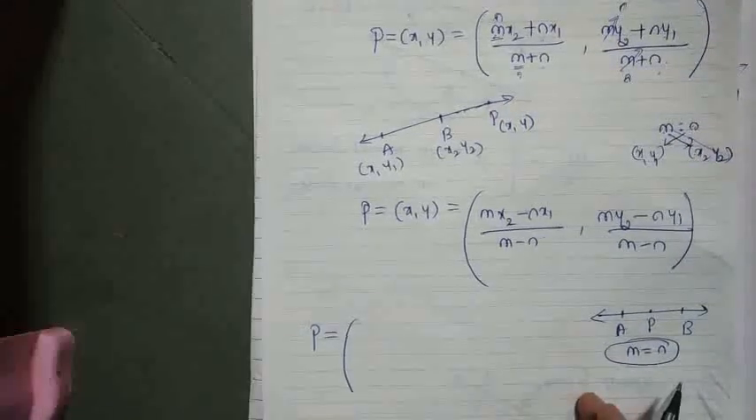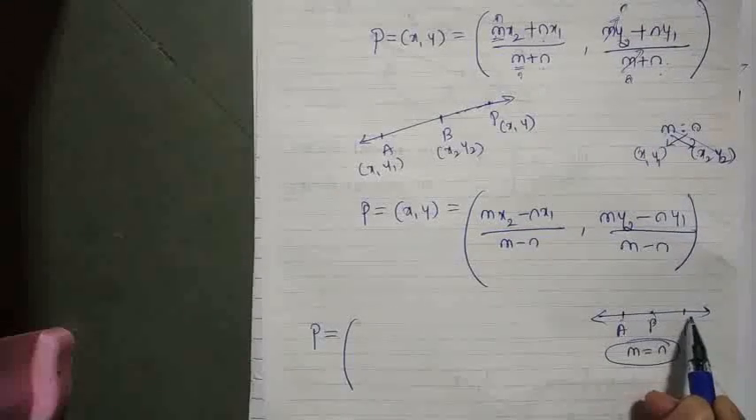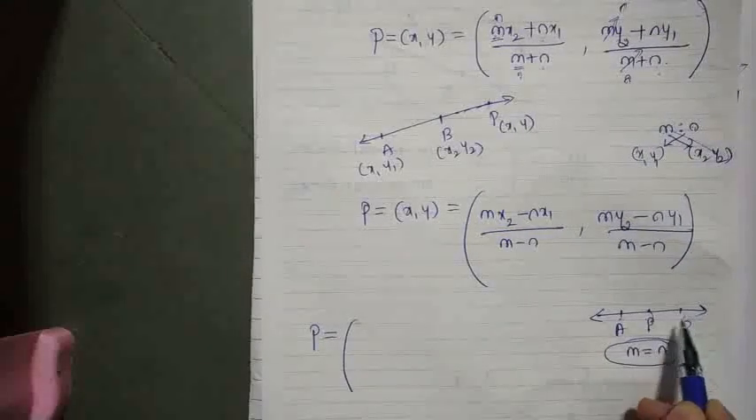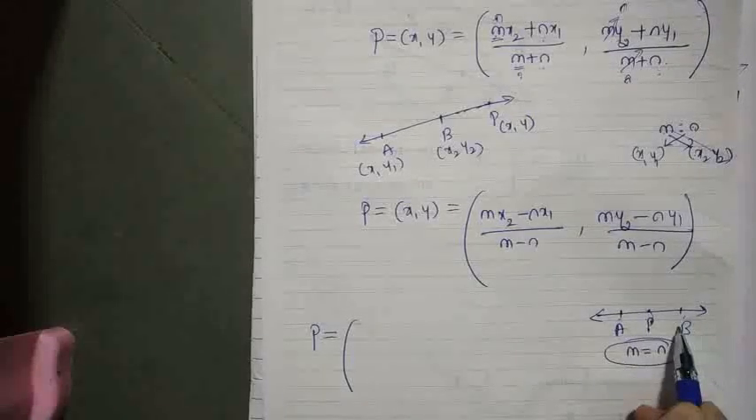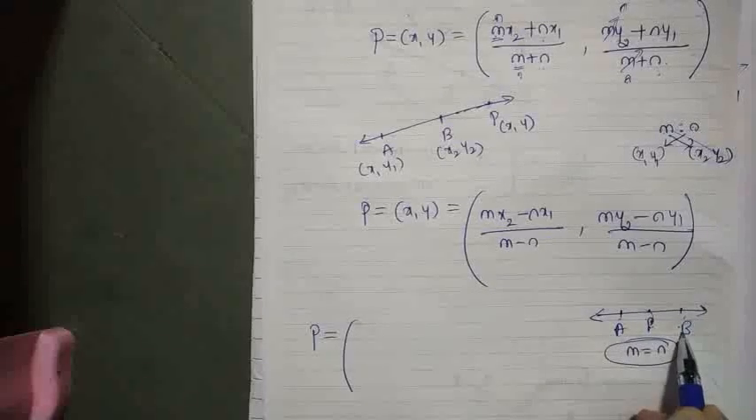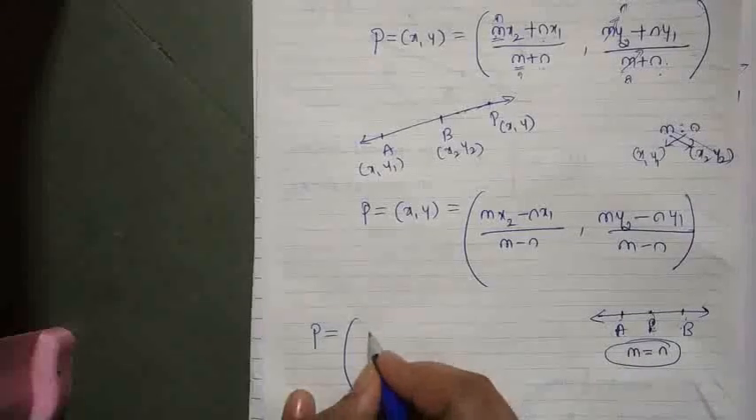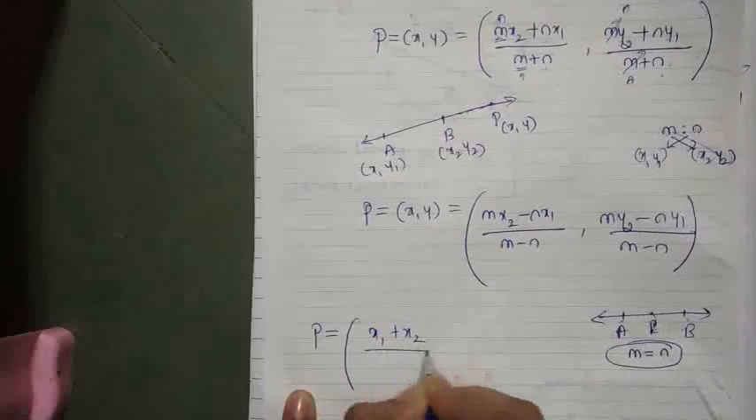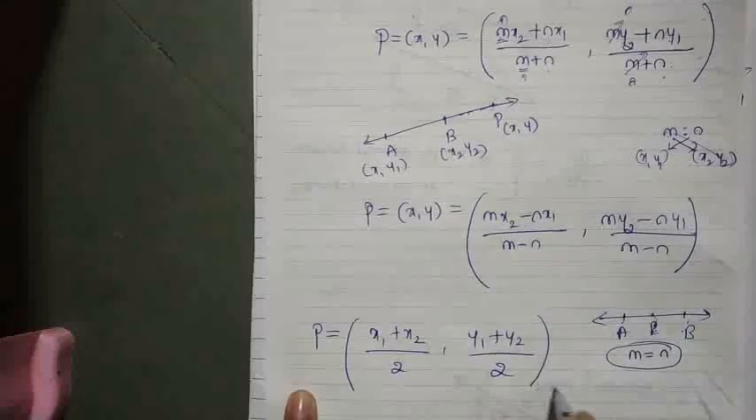Then what is the midpoint formula? This is the point of division which divides the line segment AB equally. Therefore, P is the midpoint of the line segment AB. So obviously P is the midpoint of the line segment AB. Then what is the midpoint formula? The midpoint formula is given by x1 plus x2 by 2 and y1 plus y2 by 2.